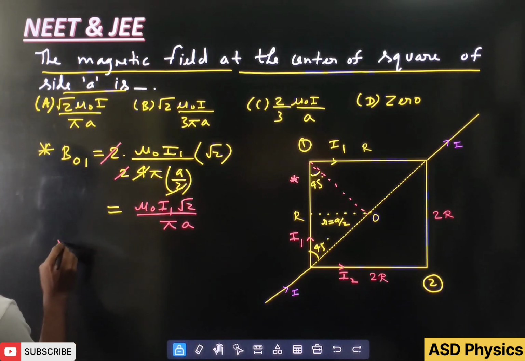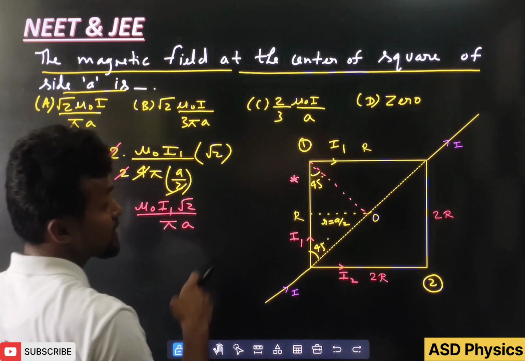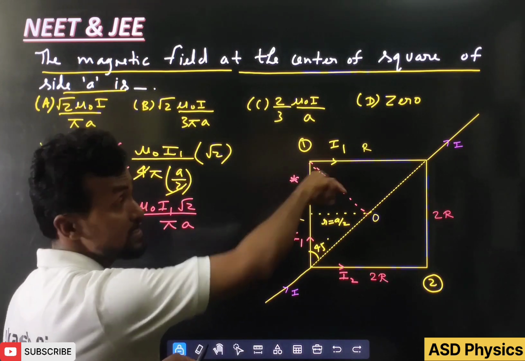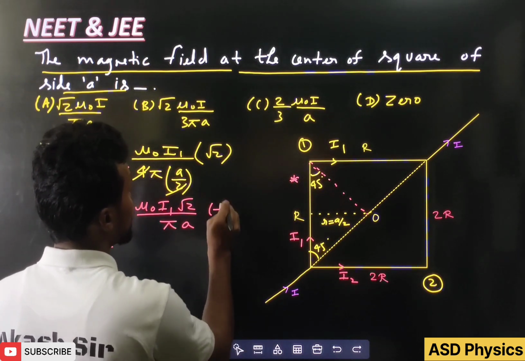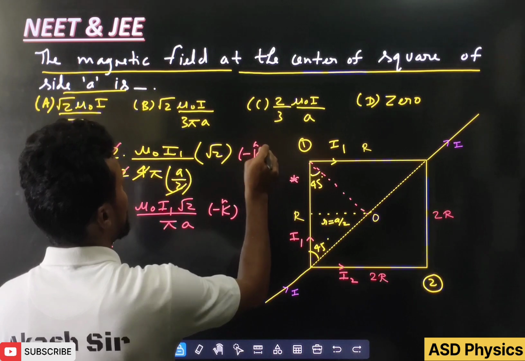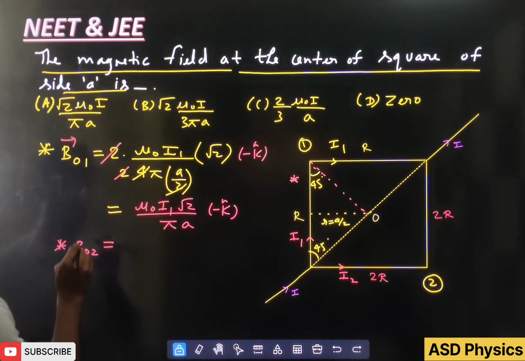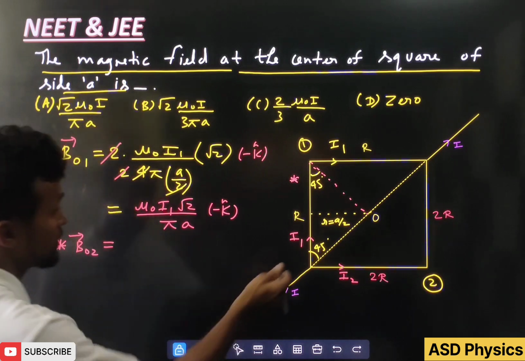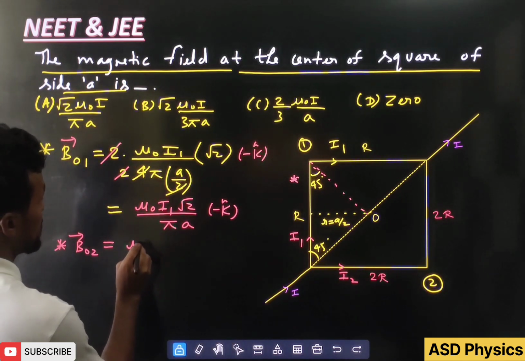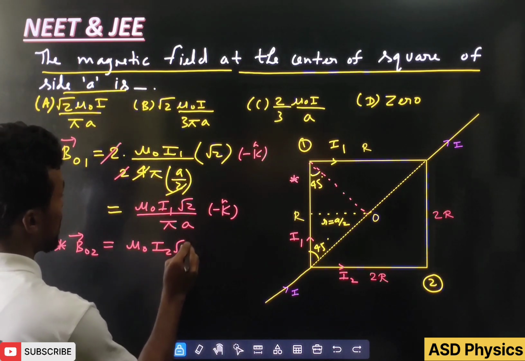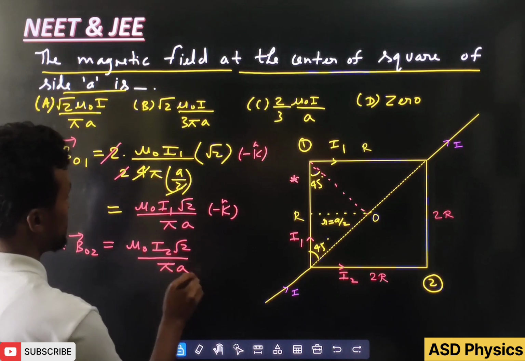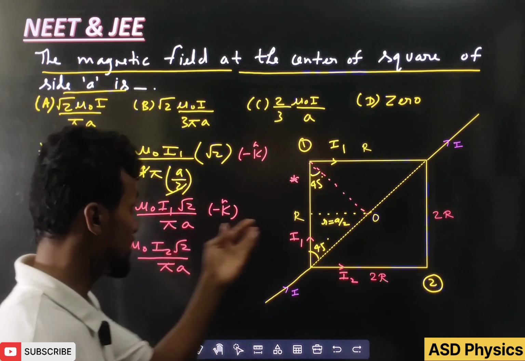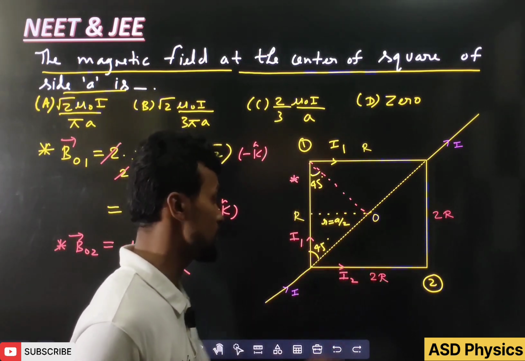Now similarly, students, if I write for section 2, here the magnetic field in which direction? See here, the magnetic field is inside. So here we can write minus k cap. Due to section 2, some symmetry will be there. But the current here is I2. So we can write mu naught I2 root 2 by pi A. By the symmetry itself, the way we have done here, the same way will be applicable here also.